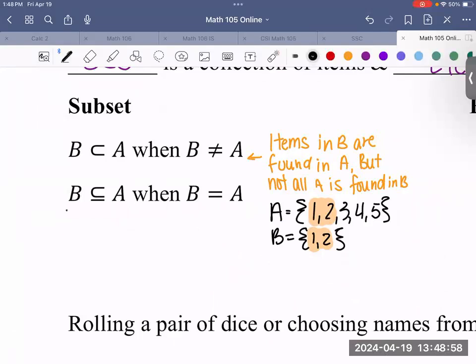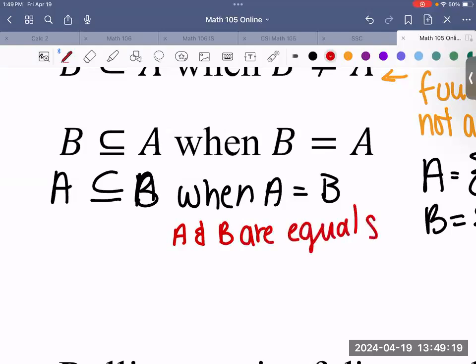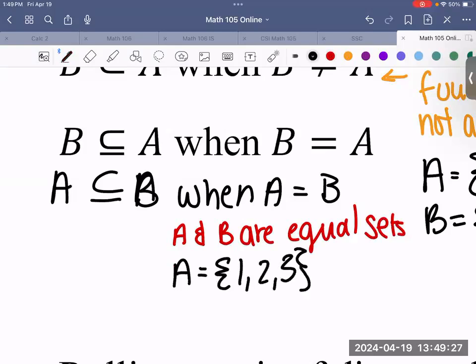However, we could also say B is a subset of A when B is equal to A. You could also phrase it differently: A is a subset of B when A is equal to B. This just means all of their elements are found within each other. So A and B are equal sets. So perhaps A is equal to {1, 2, 3}, and B is also equal to {1, 2, 3}. So they are equivalent sets.